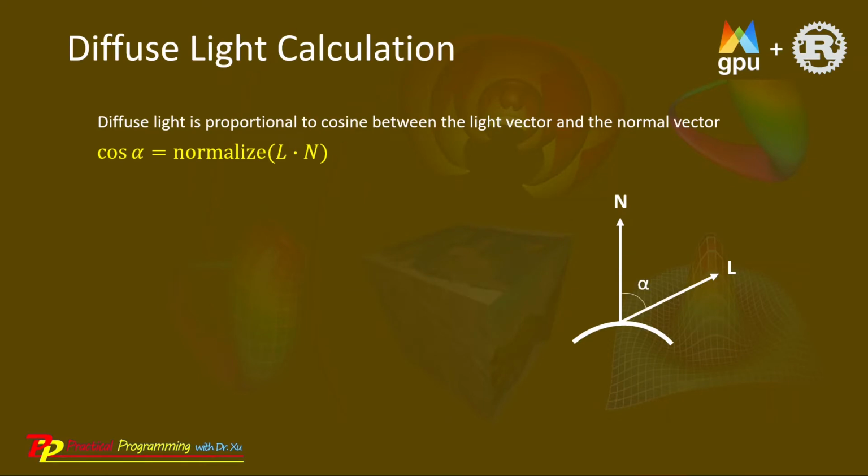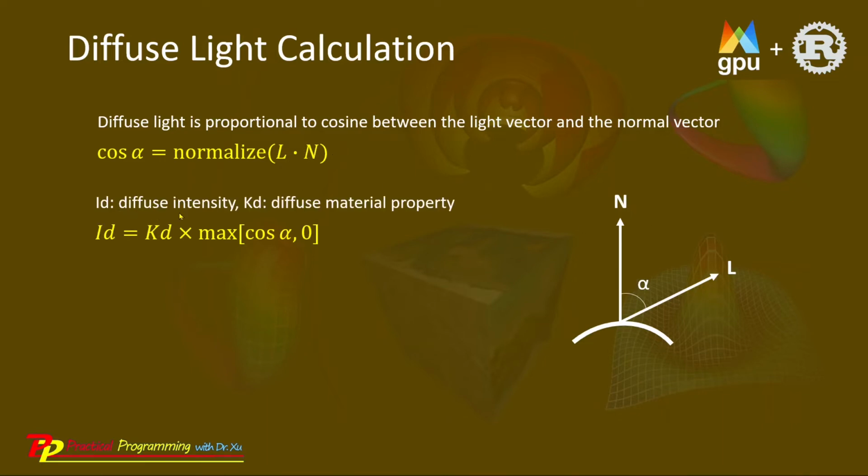For diffuse light, its intensity is proportional to the cosine between the light vector and the normal vector. Here cosine alpha equals the normalized L dot product with the normal vector. I_D is the diffuse intensity, and K_D is the diffuse material property. So we have this relation: I_D equals K_D times max of cosine alpha and 0. Here the max function is used to avoid the negative value of the cosine alpha.